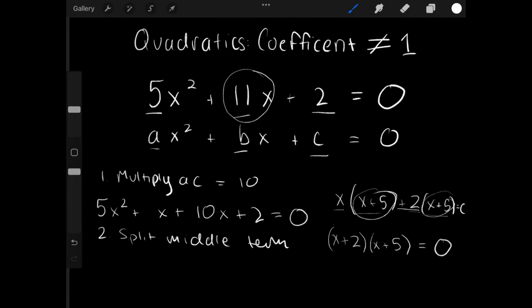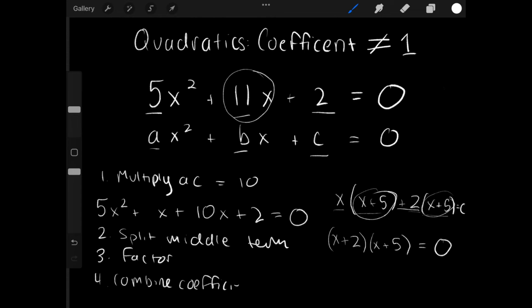The third step we have is to factor. The fourth step we have is to combine the coefficients.